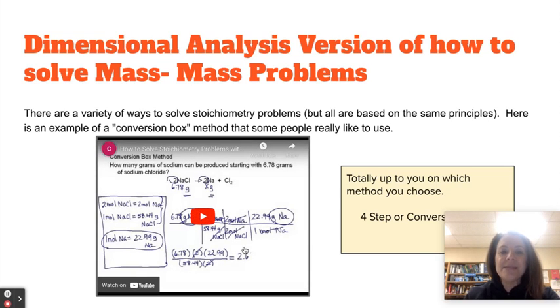And then this is method number 2 of how to solve these mass problems using this sort of grid box. It's called dimensional analysis. So I'd like you to kind of watch both and figure out which one you prefer. It doesn't matter to me which one you use, just as long as you're sort of consistent, okay?